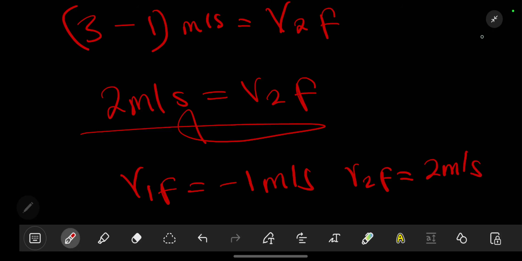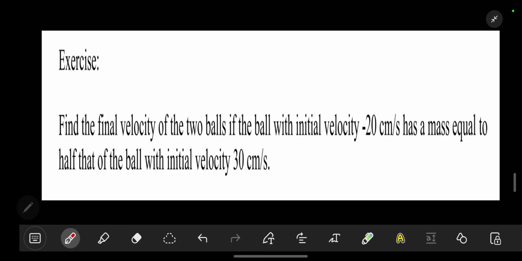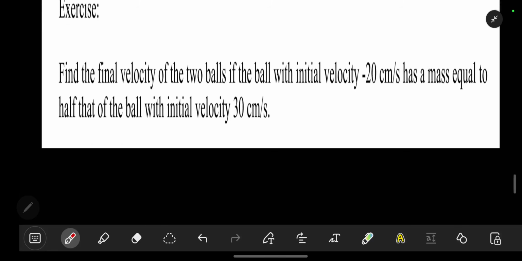Let's look at our last question. We have been told to find the final velocity of the two balls if the ball with the initial velocity of negative 20 centimeters per second has a mass equal to half that of the mass with the initial velocity of 30 centimeters per second.